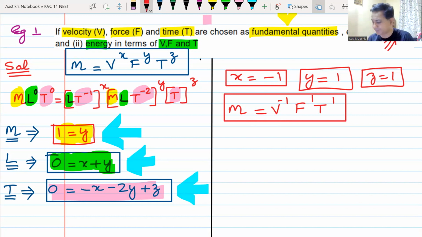Anyone got this? One part remains for this question. Can you do it for me? Which part am I talking about? I am talking about you still have to derive energy from these three. You have to derive this energy in terms of V, F, and T. And I'll give you a minute to do it.